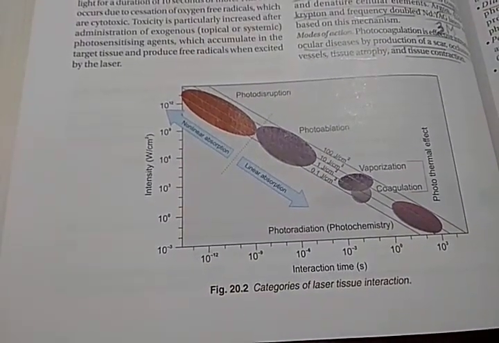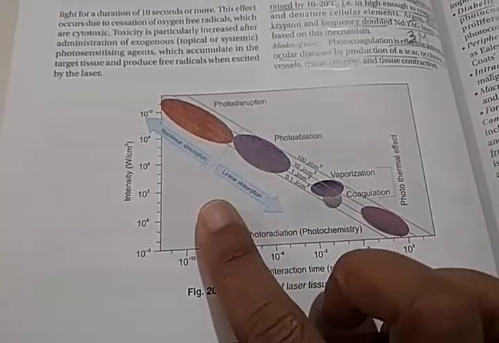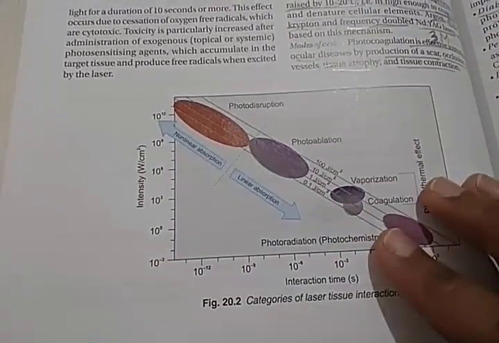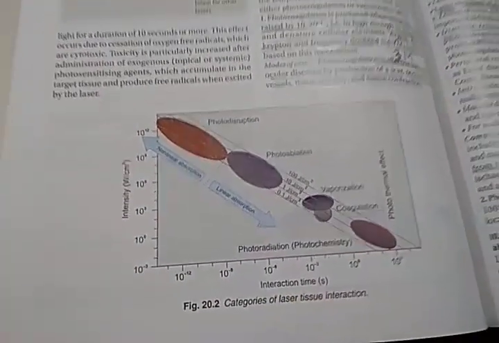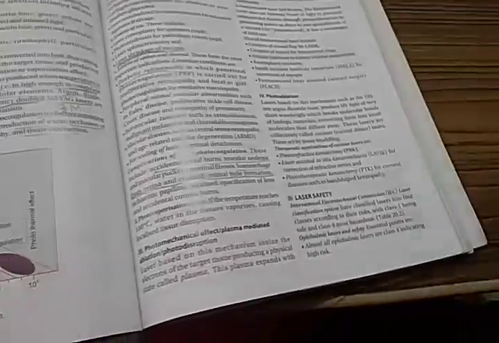Categories of laser tissue interaction. Photoradiation, linear absorption, something about laser. Okay. Laser is very much used here, isn't it? Laser safety. What is this? They're talking about some laser safety. International Electrotechnical Commission, laser classification system. Okay. Let's move on.